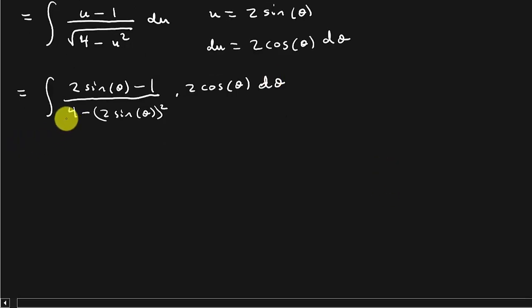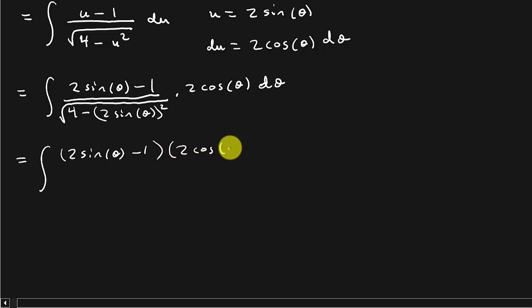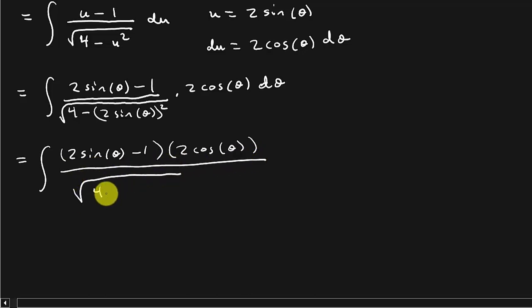All right, so we have, let me put the square root there. So we have the integral of 2 sine theta minus 1, and let's go ahead and do this, times 2 cosine theta over the square root of 4 minus 4 sine squared theta d theta. Okay, I just put this 2 cosine theta up here in the numerator.